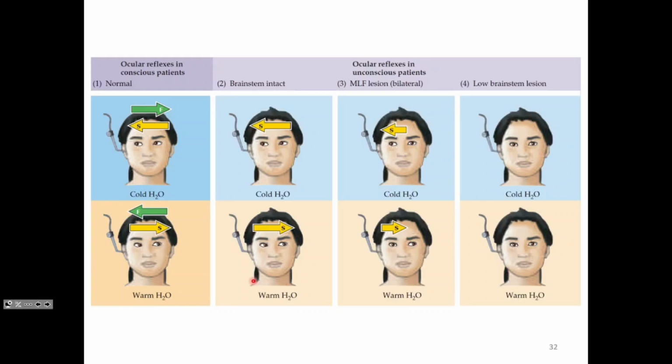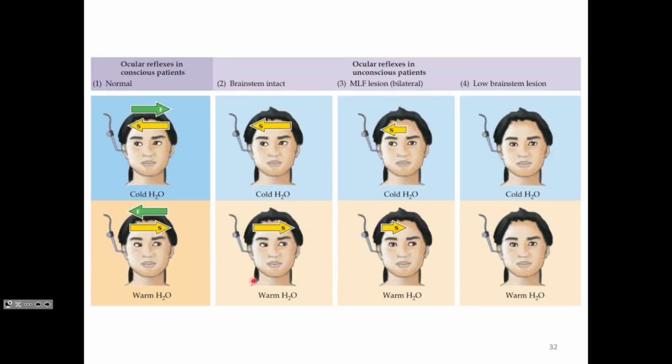Now there are four scenarios. The first scenario is the normal thing. The normal thing is I have put the hot water in my right ear, so the slow phase is going to be towards the left side, and then the fast phase correction is towards the right side. Okay? This is normal.